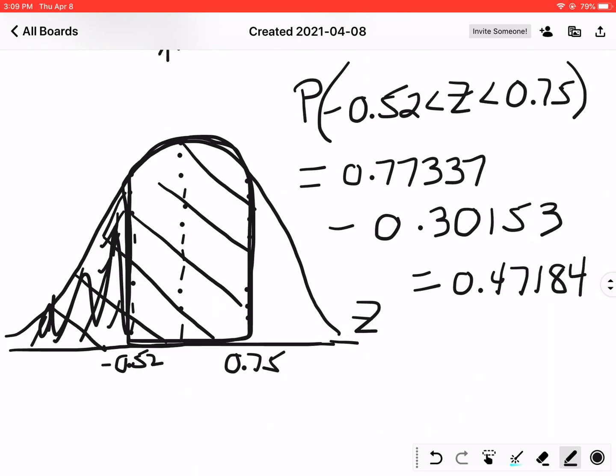And let's say we were talking about people's heights. This could mean what is the probability, or what percentage of the population would be between this height and this height, where one height was below the mean, negative 0.52 to the left or below the mean, and 0.75 above. In other words, what is the probability of being between those two values, depending on whatever context we're talking about. So to get the area or probability between two values, you take the upper one and subtract the lower one.